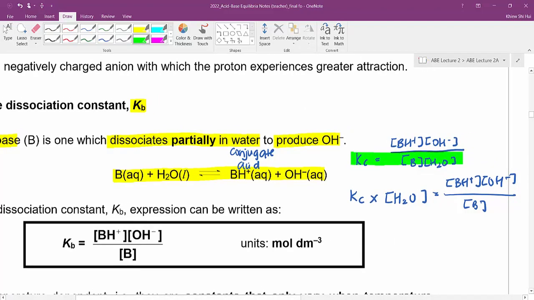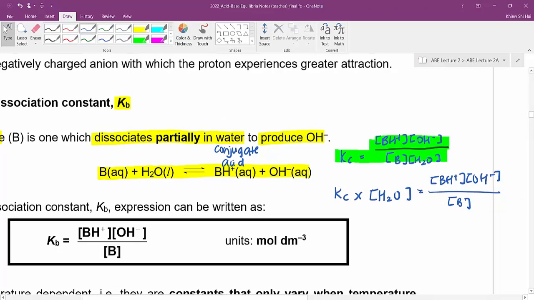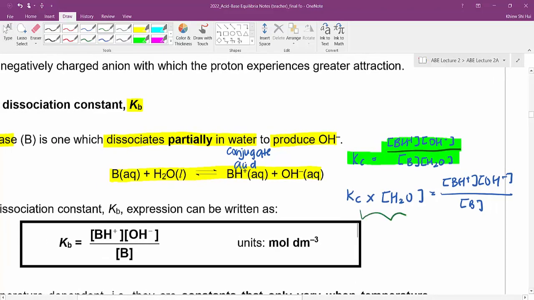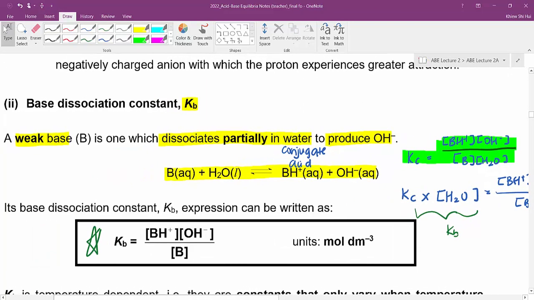This is the equilibrium constant expression from the base dissociation equation, and from what we have learned earlier on, the concentration of water essentially remains constant, and we can express this to form the base dissociation constant Kb. So this is Kb, and this is the base dissociation constant expression, and the units for Kb is again mole per dm cube.